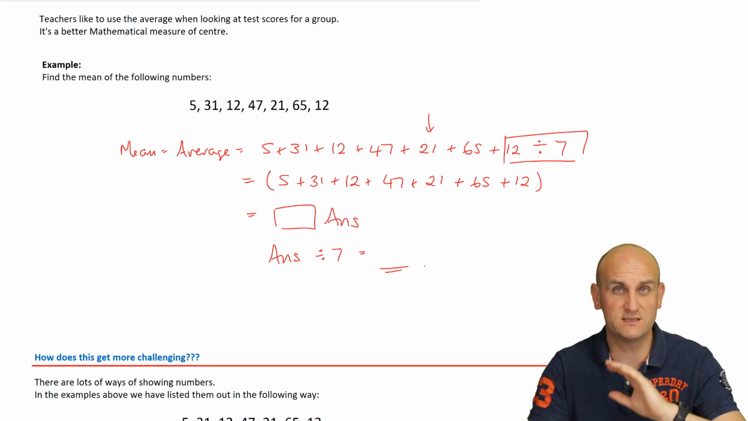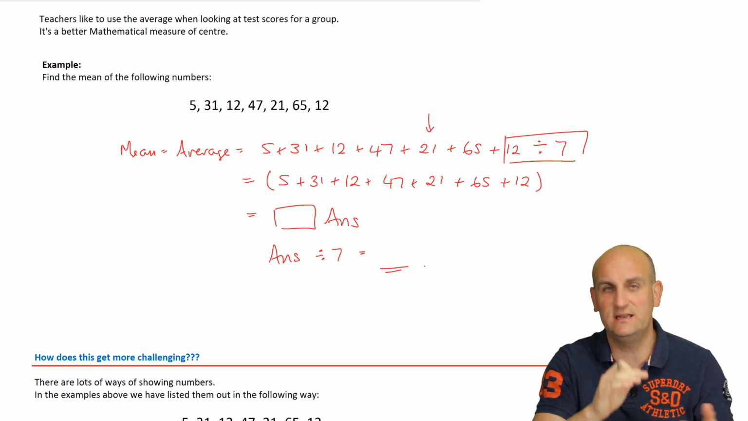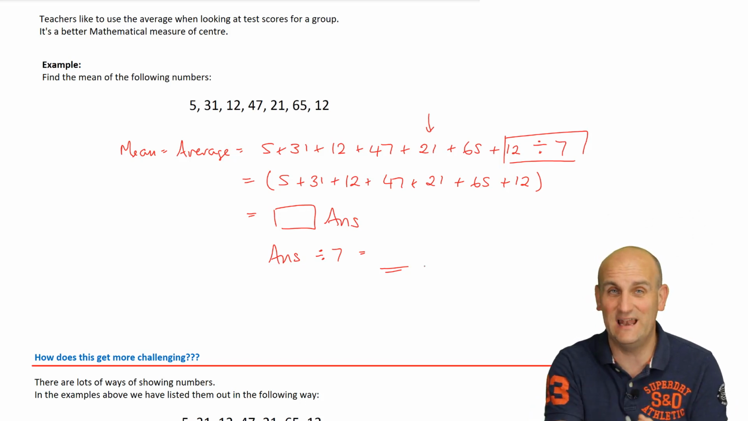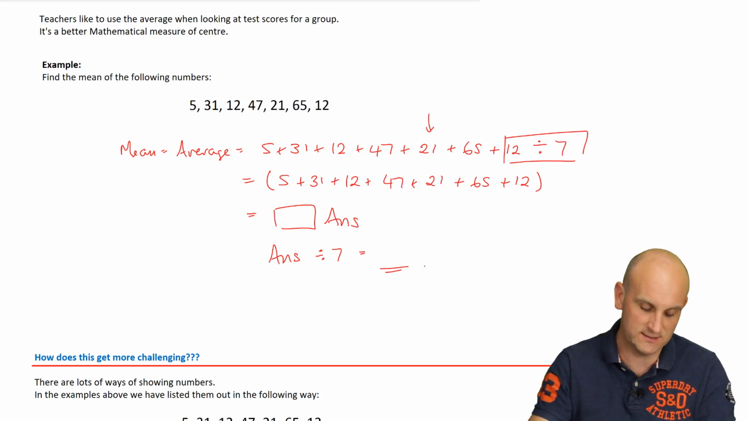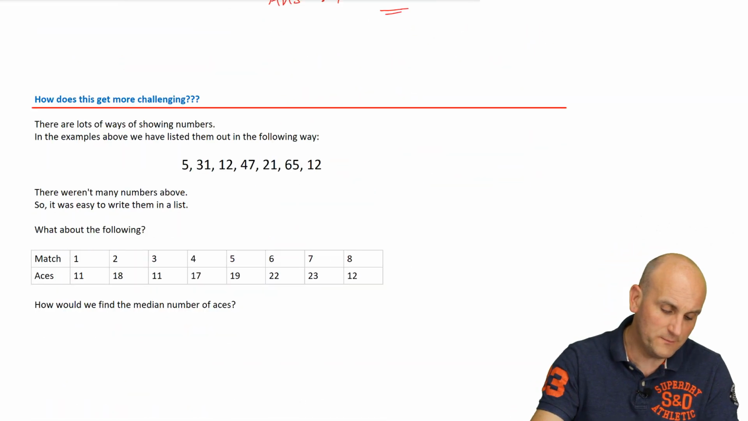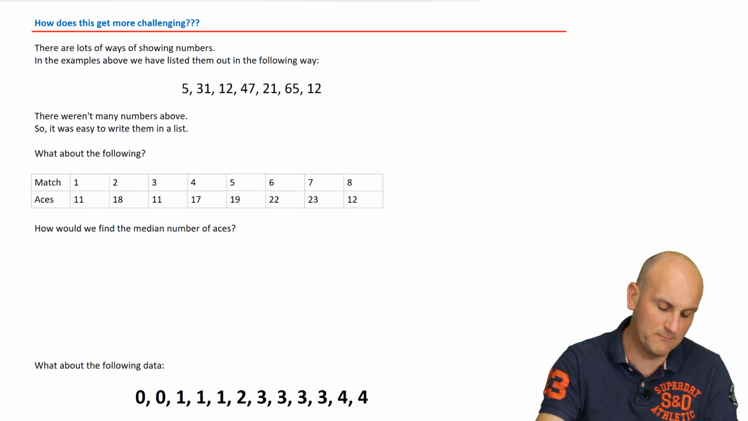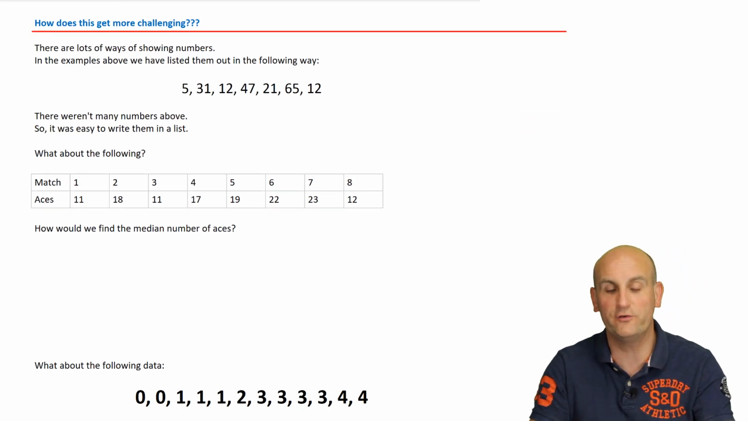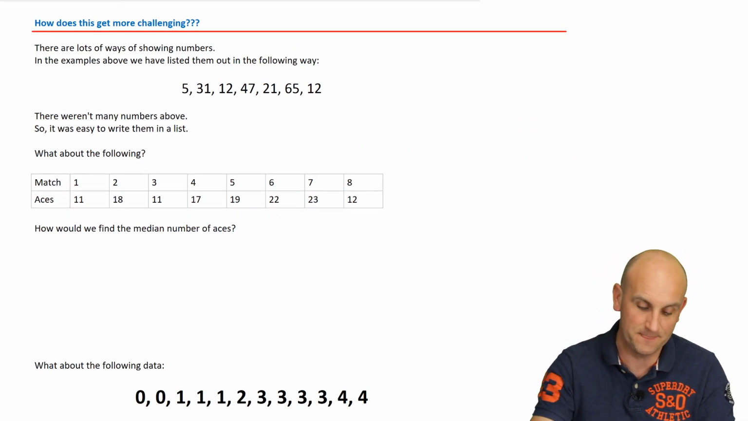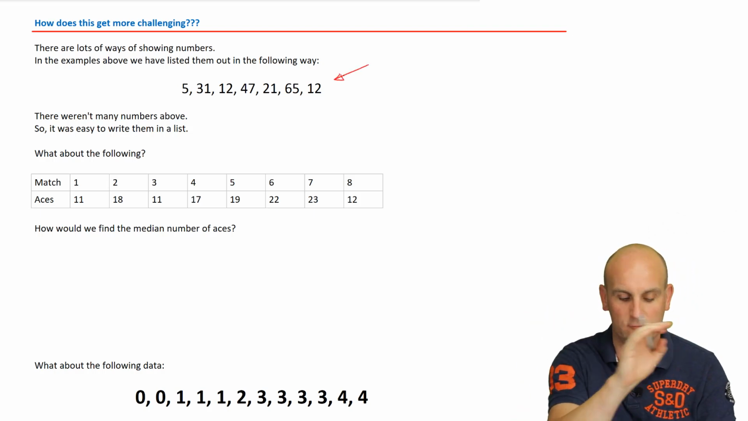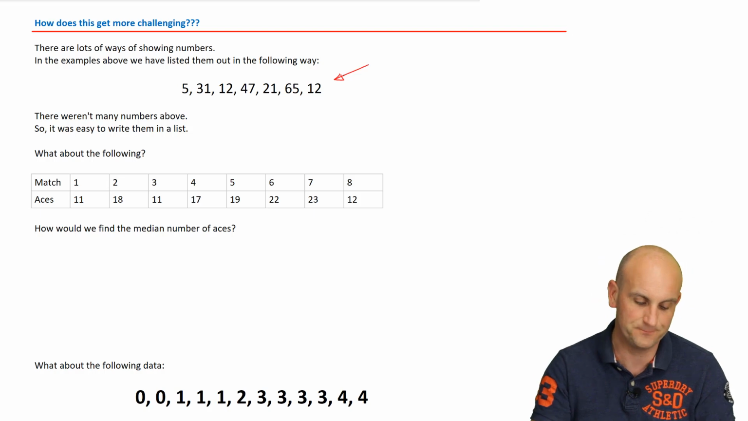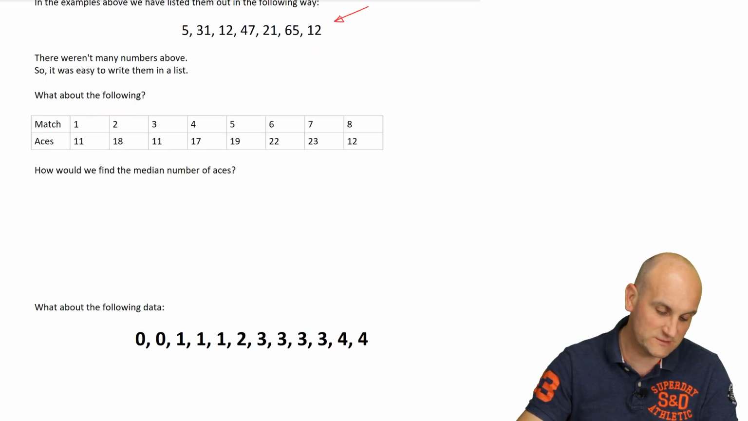You could theoretically answer questions now at a year 7, year 8, year 9, and a year 10 level. Anywhere you see mean, median, mode, and range, you can now do that so long as you understand the data. A lot of people say to me, well, how does this get more challenging? Well, there are lots of different ways of expressing data. One of them we had here, and that was nice. We just had numbers in a row, 5, 31, 12, 47. But we can throw spanners in the works.